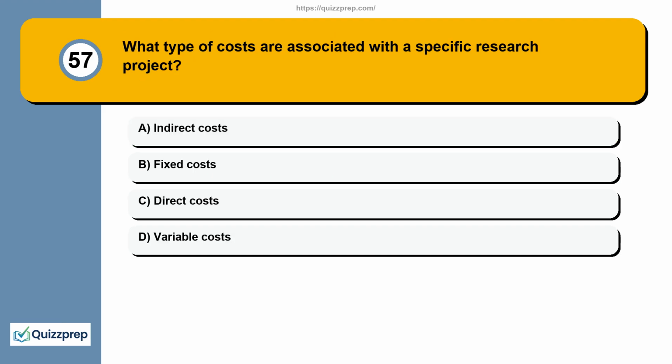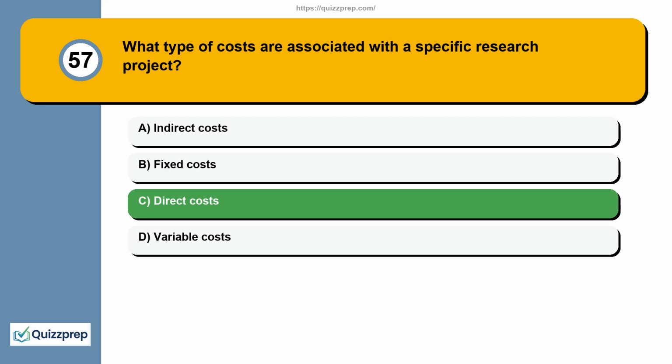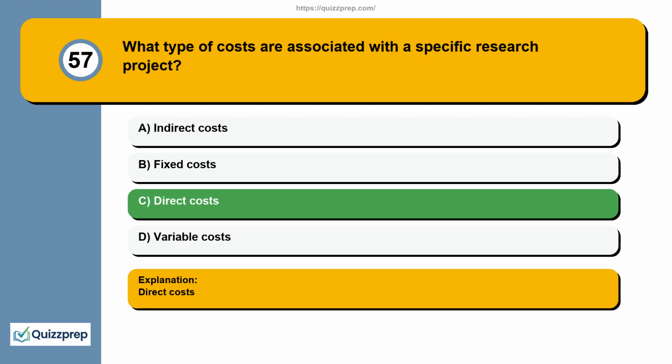Question 57. What type of costs are associated with a specific research project? Option A. Indirect costs. Option B. Fixed costs. Option C. Direct costs. Option D. Variable costs. The correct answer is option C. Direct costs.